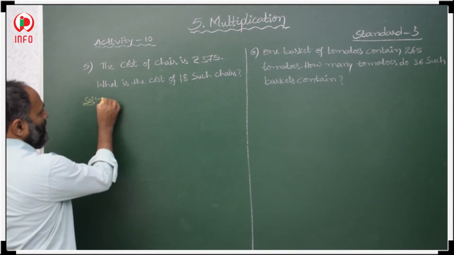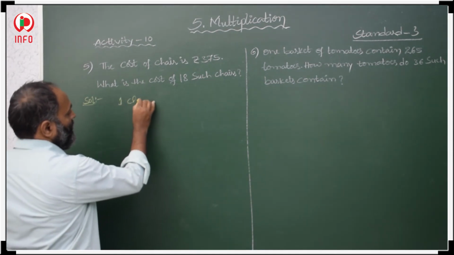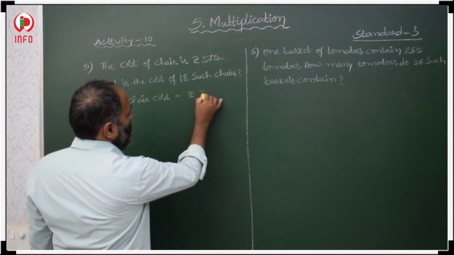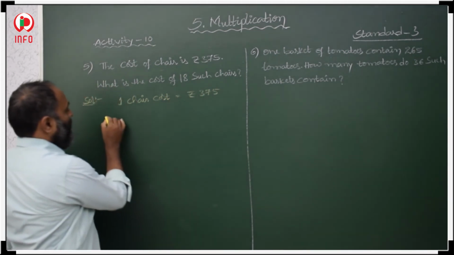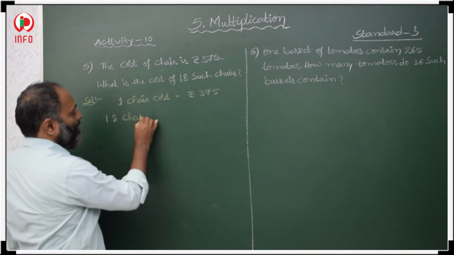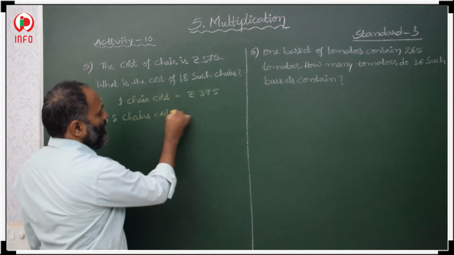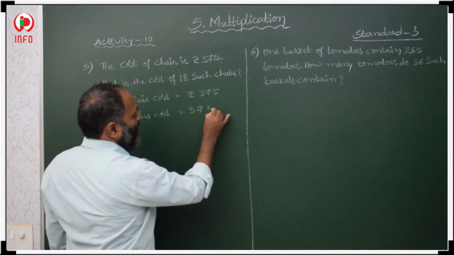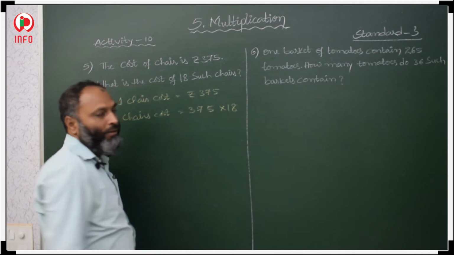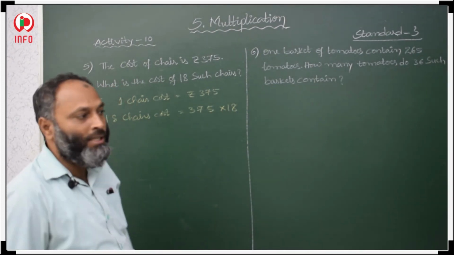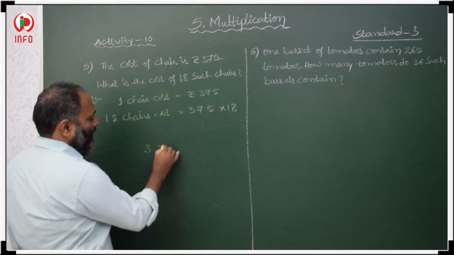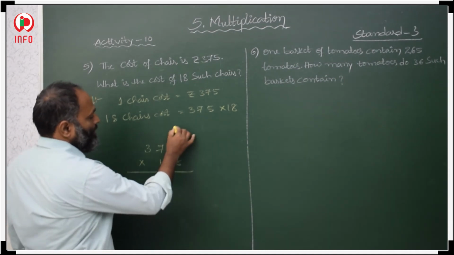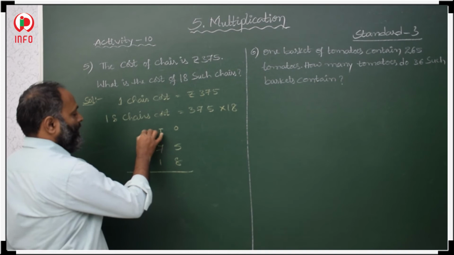In solution steps, one chair cost is equal to rupees 375. Then 18 chairs cost is equal to 375, we have to multiply with 18, then we will get the cost. Then 375 multiplied with 18, this is in ones place, tens place and hundreds place.